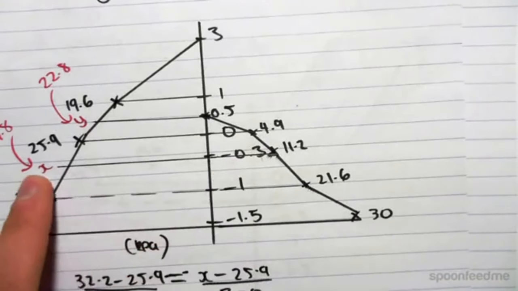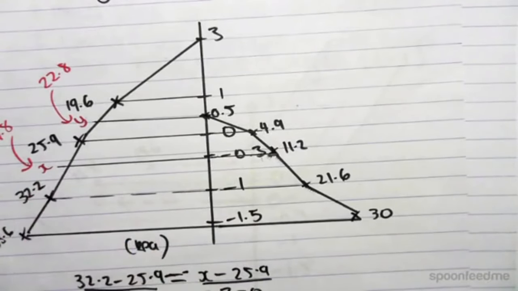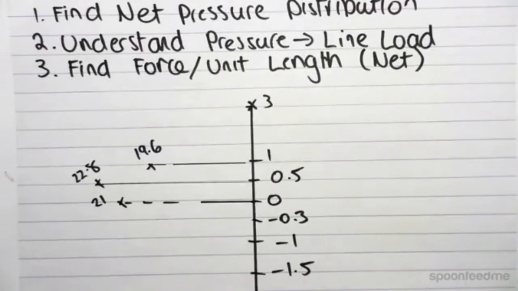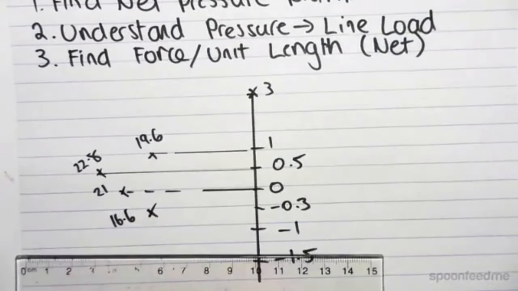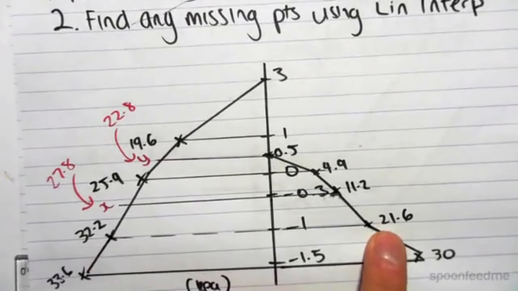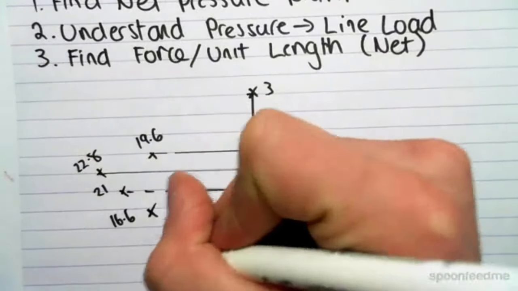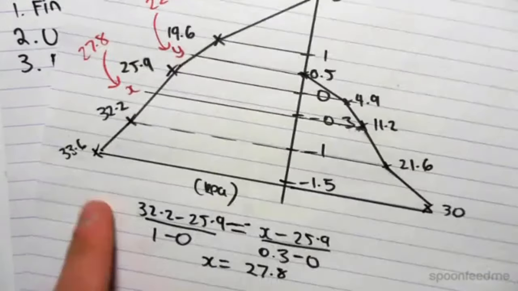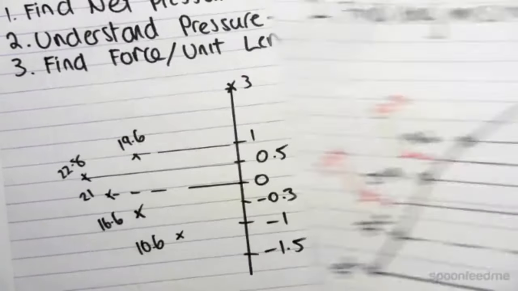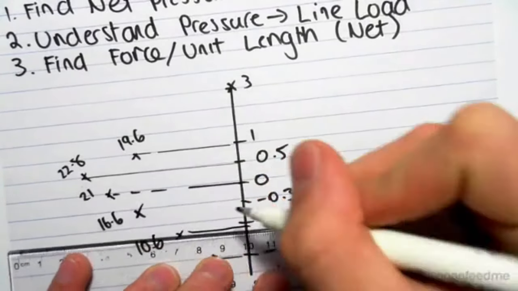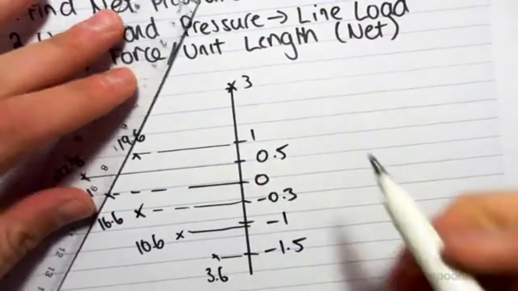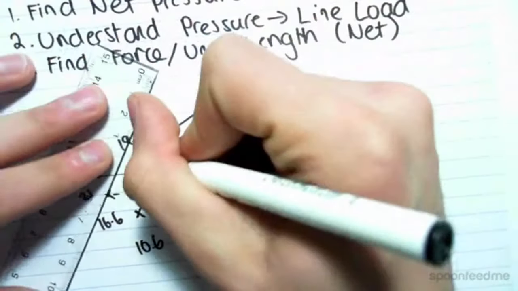At minus 0.3, we have 27.8 from the left and 11.2 from the right, so we're going to go 27.8 minus 11.2. And we'll get 16.6. Okay, at minus 1, we've got 32.2 minus 21.6 will be 10.6. And the final point is 33.6 minus 30 will be 3.6. So we're down to 3.6. Okay, so just matching up these points. So if we were to draw the net pressure distribution, it would look like this.